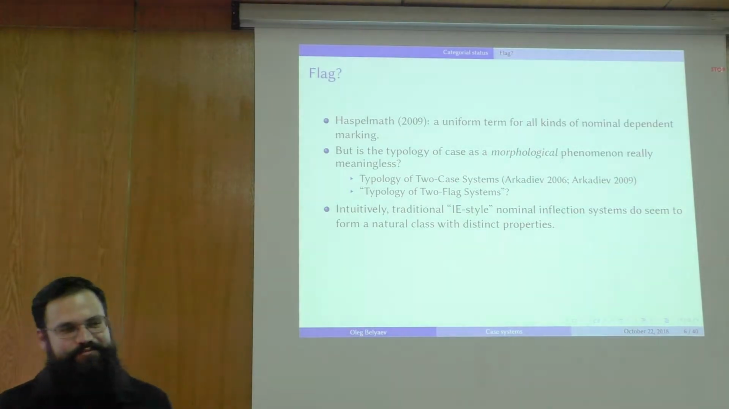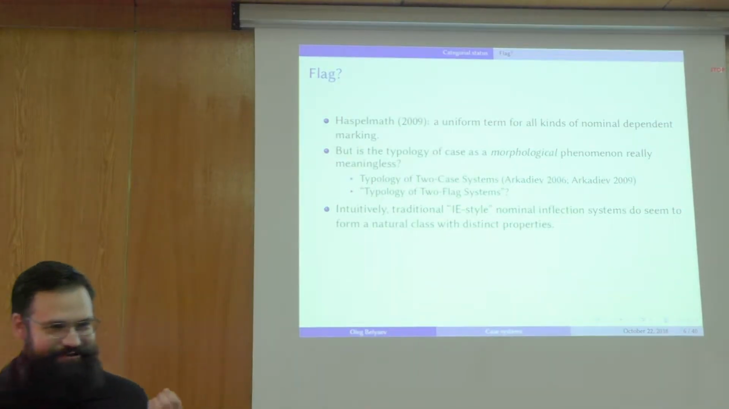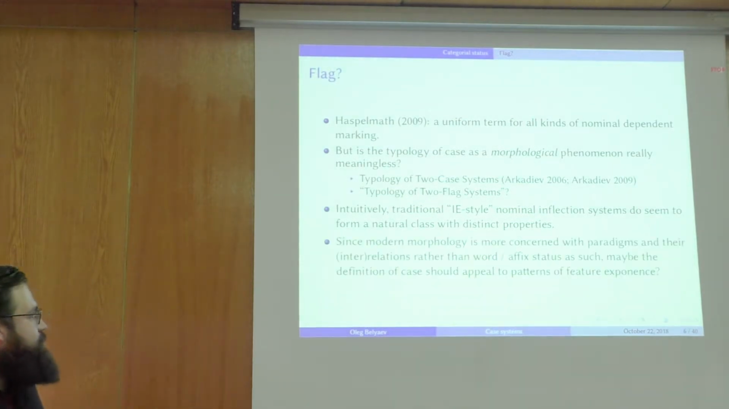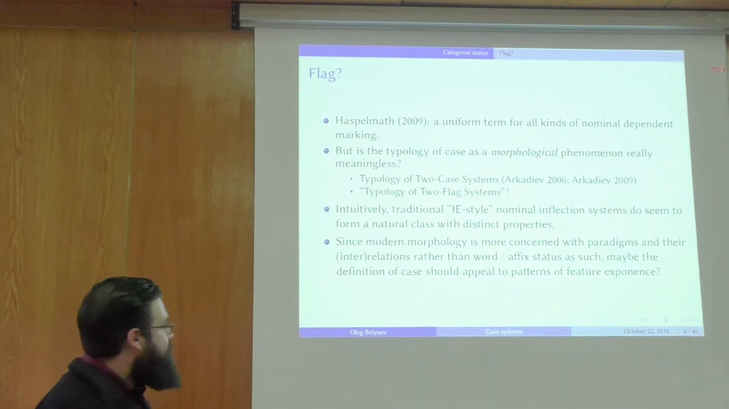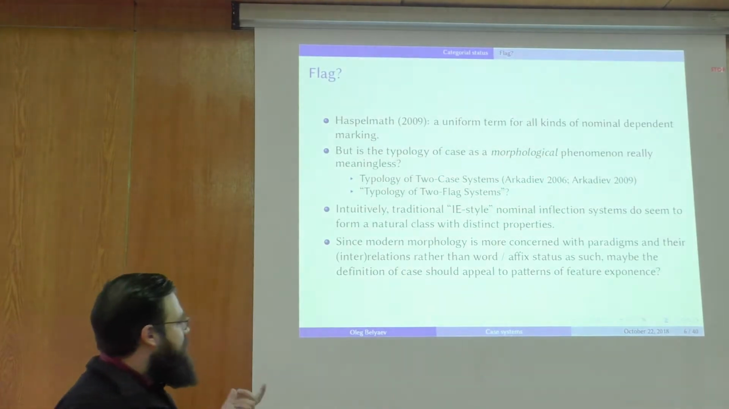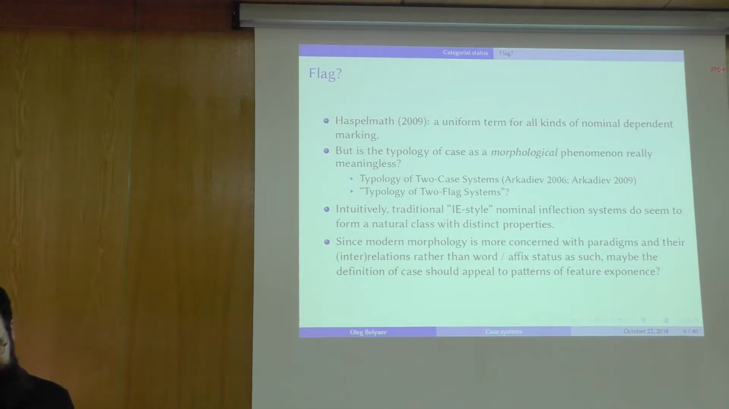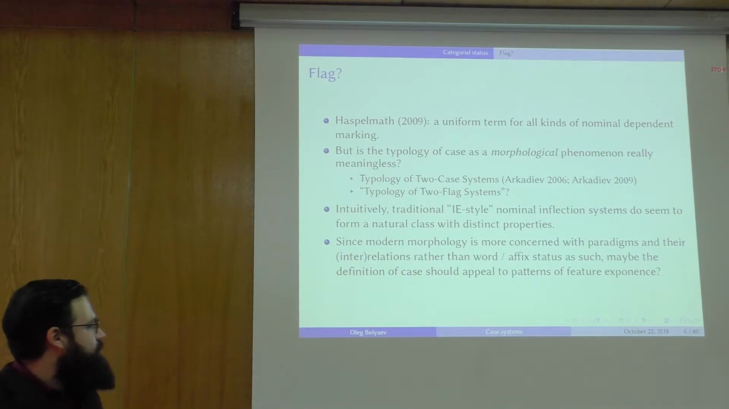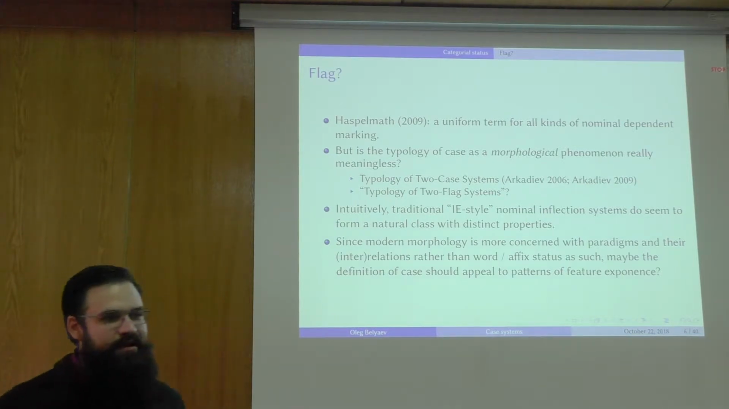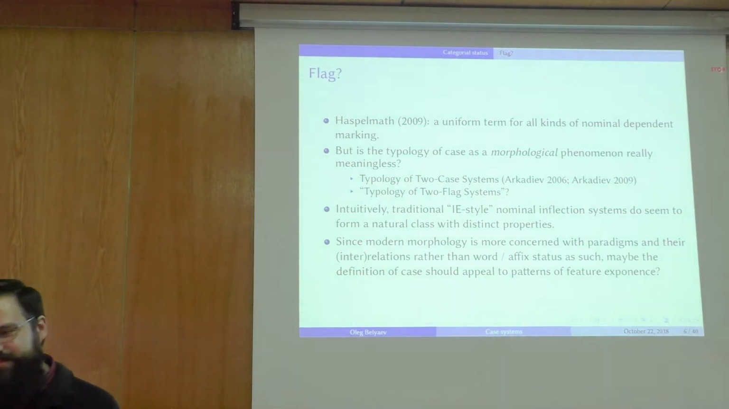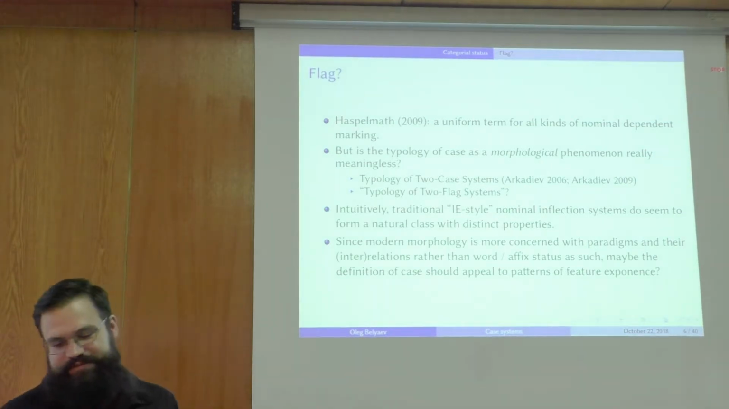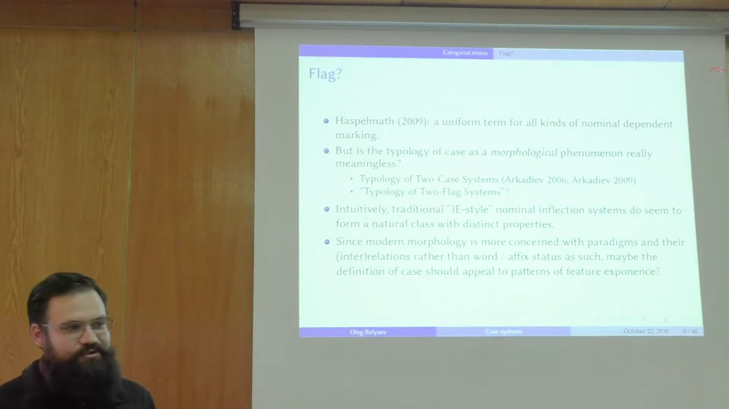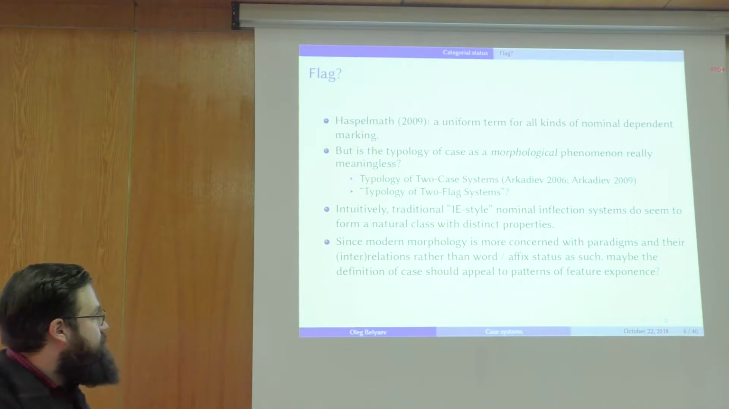A natural class which has some set of properties that stick together. It would be nice to try to define what we're talking about here. And the idea that came to me before I started doing this research is that since modern morphology is more concerned with paradigms and their interrelations rather than words or affix status, maybe we should start defining case not by reference to bondedness and to morpheme status, but by reference to the structure of the paradigms in which case markers appear.